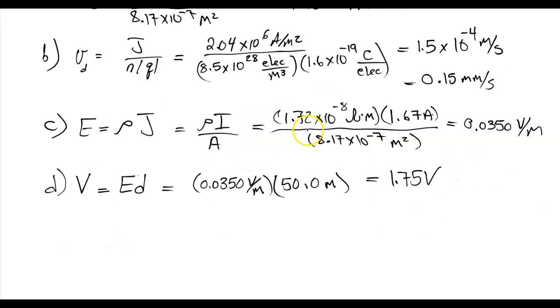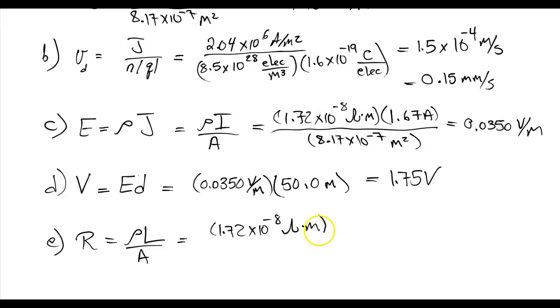And lastly, we're asked to find the resistance, and we know that the resistance is the resistivity times the length over the area, which we can find as 1.72 times 10 to the minus 8 ohm meter times 50 meters all over the area, which is 8.17 times 10 to the minus 7th meter squared.